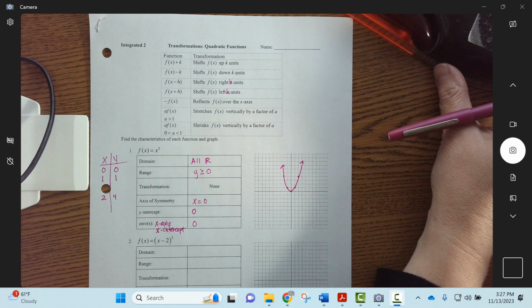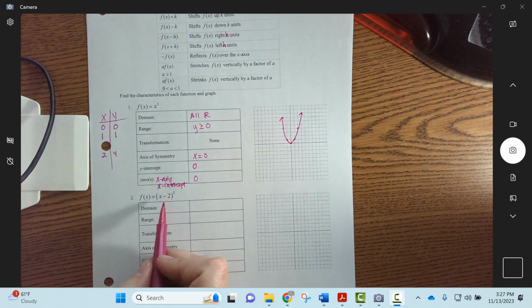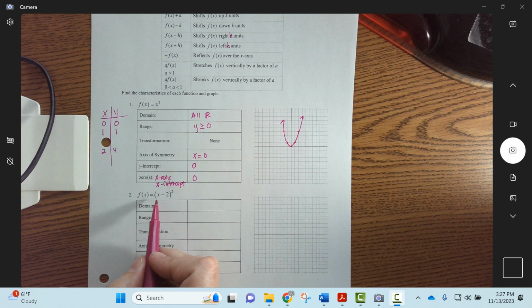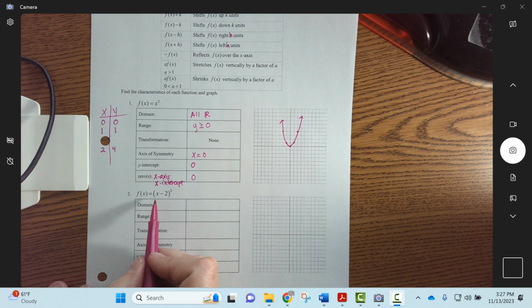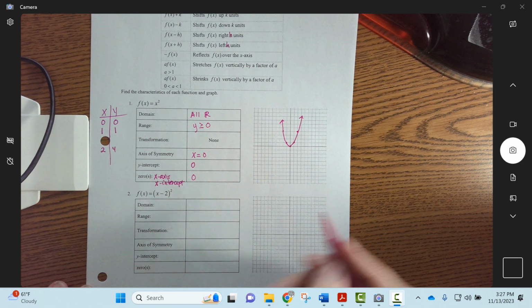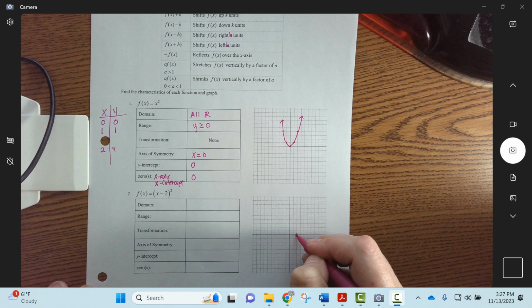So all these transformations do the same thing, meaning if something's on the inside with the x, it's going to tell us to move left or right. If it's on the outside, it would tell us up or down. So this one is going to move us to the right 2. Remember, on the inside, it's kind of a poser. It changes what it says. So it says -2, but it's going to do the opposite, which is go over +2. So my new vertex is at 2.